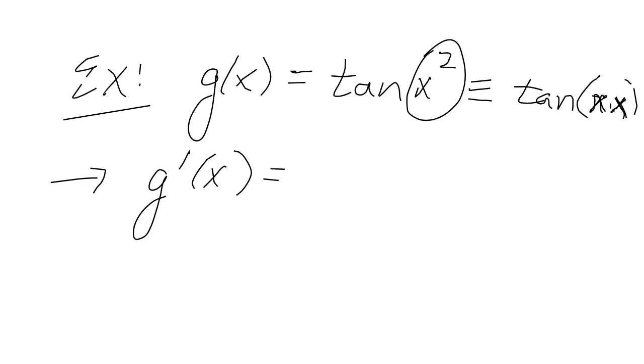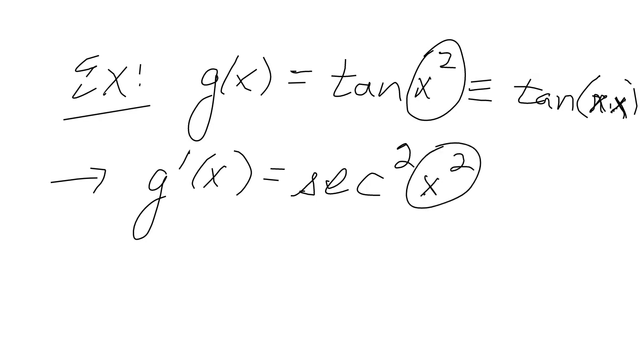You guys should know this. Secant squared, right? So it's secant, so you act like it's okay. The derivative of tangent is secant squared. Secant squared of what? Of that thing. But because that is not just an x, I have to take the derivative of that thing. The derivative of what's inside, the derivative of x squared, is times 2x, right? And that's by the chain rule.